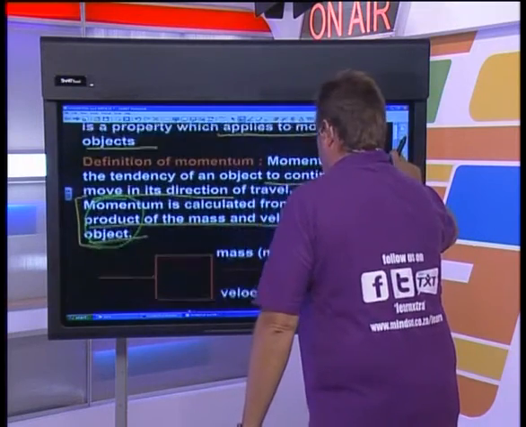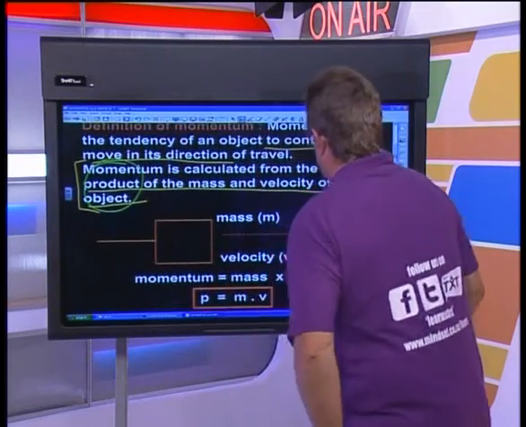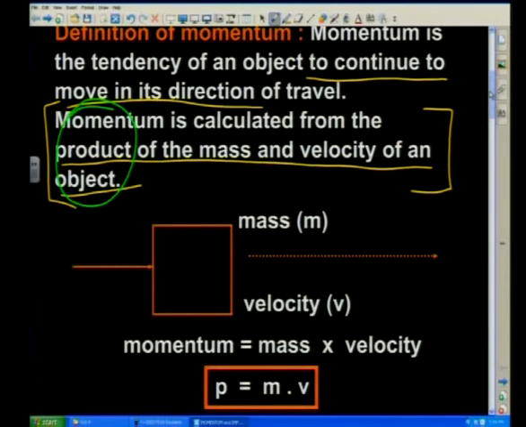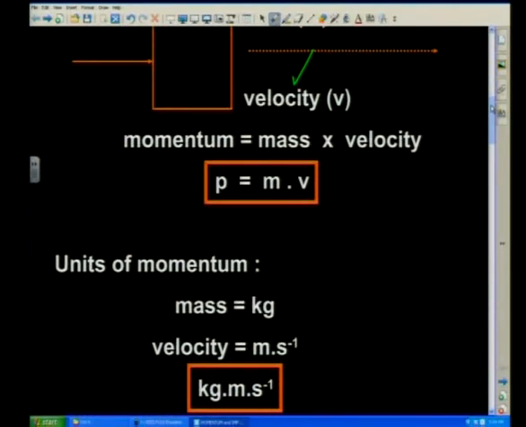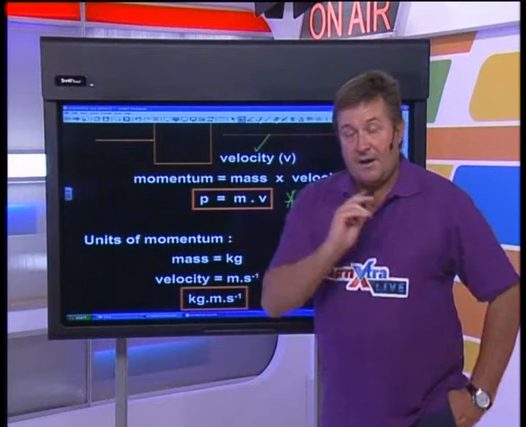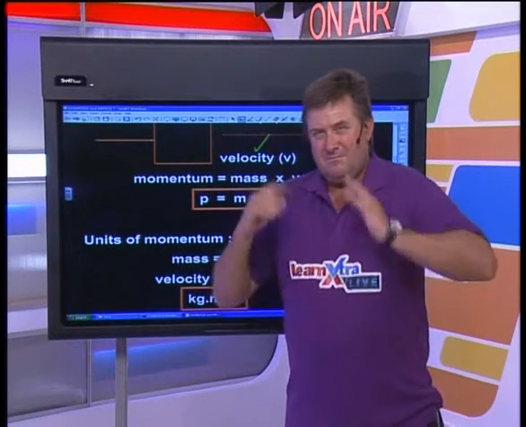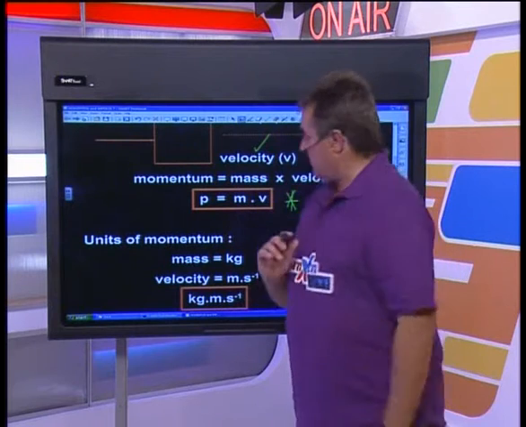So let's have a look at the little calculation. There's the object over here, and that object is moving. It's got a mass, it's got a velocity. There's the direction of motion. Momentum is the mass multiplied by the velocity. And here, guys, is our formula for calculating momentum. Now, interesting, you probably say, well, you've got a symbol there. P is equal to m times v.